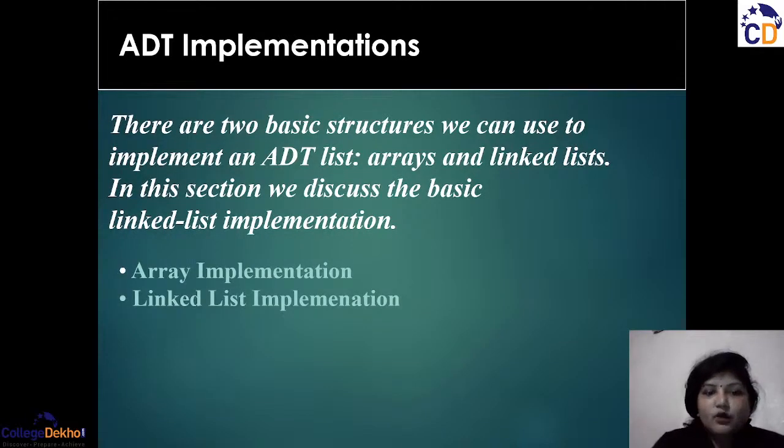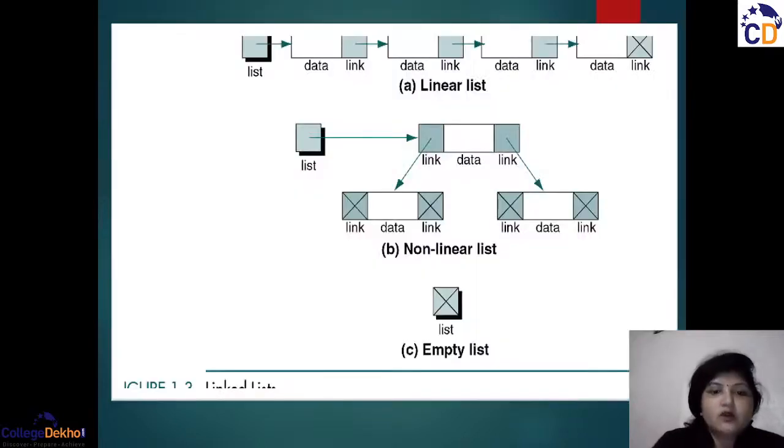Then we have how to implement this ADT, how to implement this abstract data type. For implementing this, the basic data structures that we use to implement ADT are array implementation and linked list implementation. So first of all, we will be checking out the linked list, right? In the previous lecture, we have already studied what a linked list is, and how a linked list is maintaining the elements in the memory.